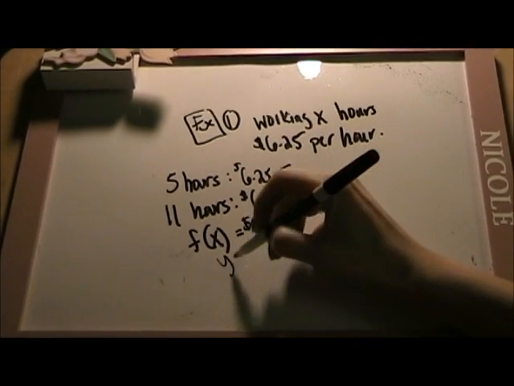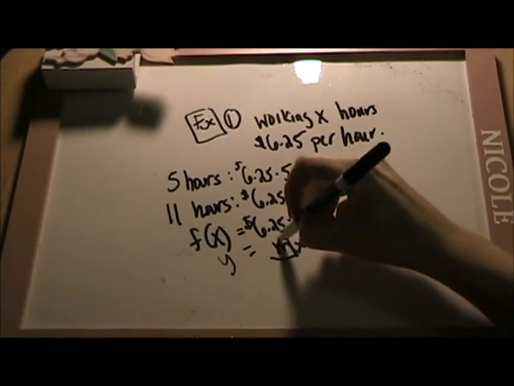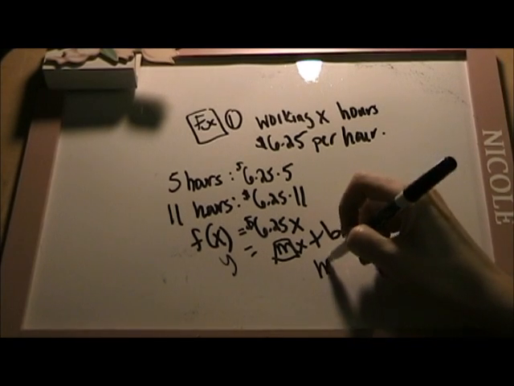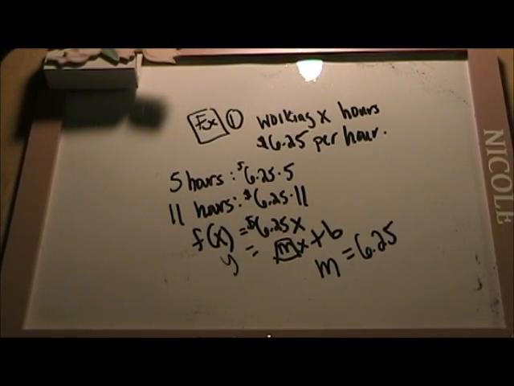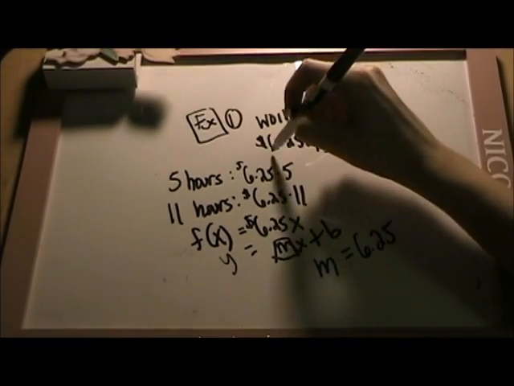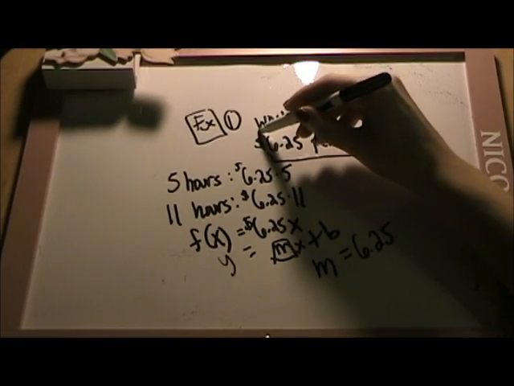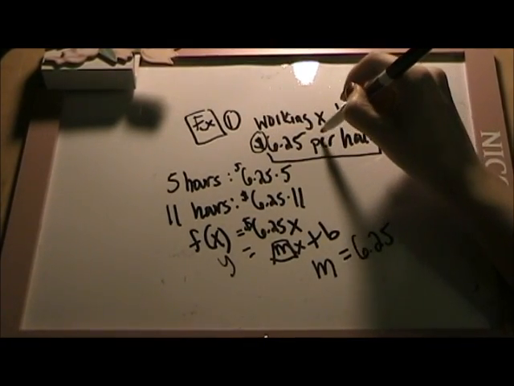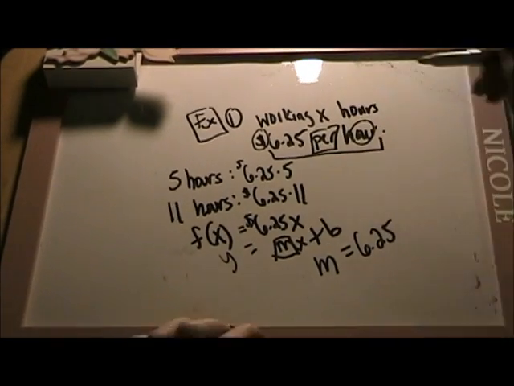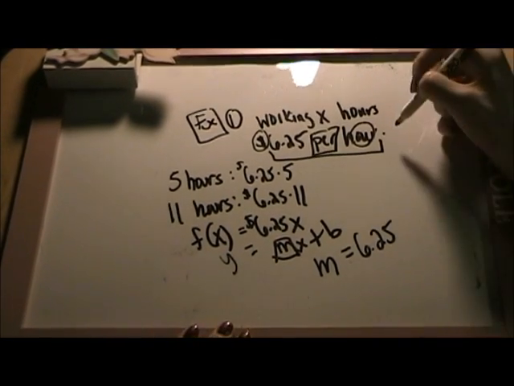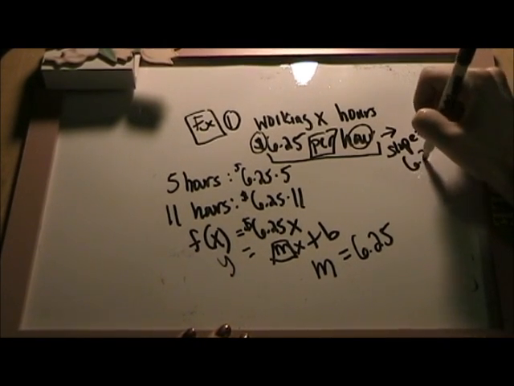We know that y equals mx plus b. m is the slope. So in this case, our slope is 6.25. Another key phrase is that it actually said in the problem $6.25 per hour. So we have some units per another unit, and that also tells us that slope is 6.25.